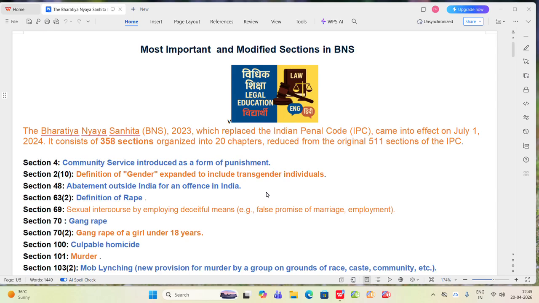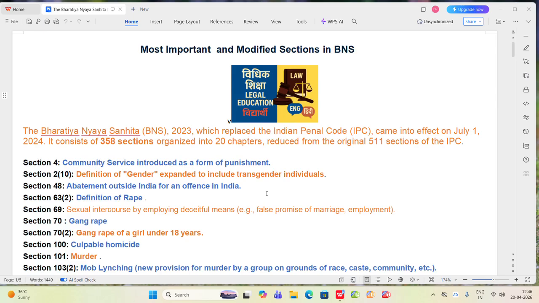Section 48 deals with abetment outside India for an offence in India. When an offence is done in India, but abetment is done outside, then this section is applicable. So, this is a very important section. A question is generally asked.